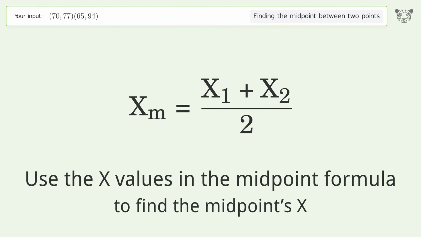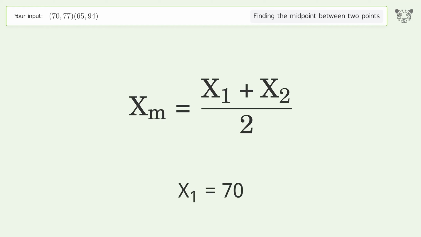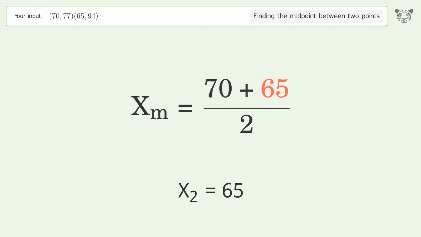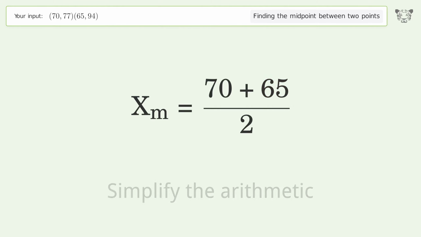Use the x values in the midpoint formula to find the midpoint's x. x1 equals 70. x2 equals 65. Simplify the arithmetic.